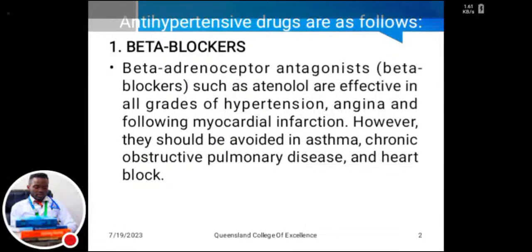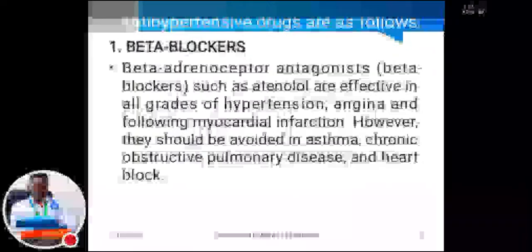Now, without wasting much of your time, we're going to look at the antihypertensive drugs that are as follows. The first one is the beta blockers. But before we go there, the drugs that are used to cure hypertension, we usually call them antihypertensive drugs. And there is an acronym that I usually follow, which is A, B, C, and D.